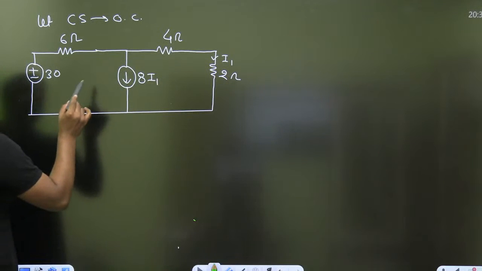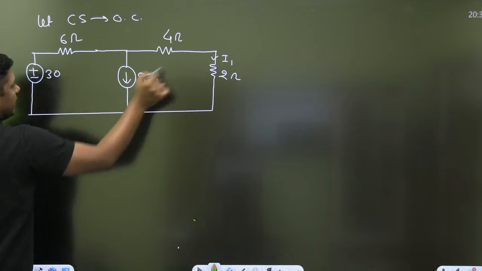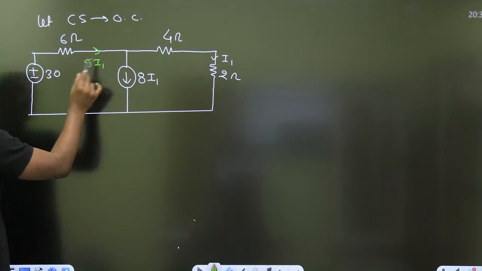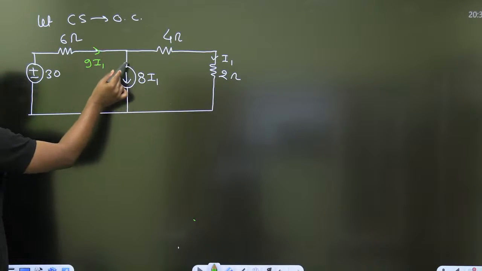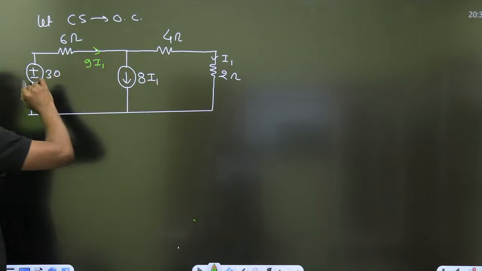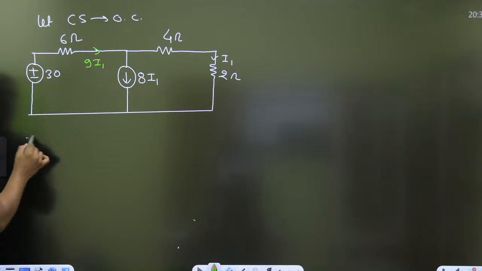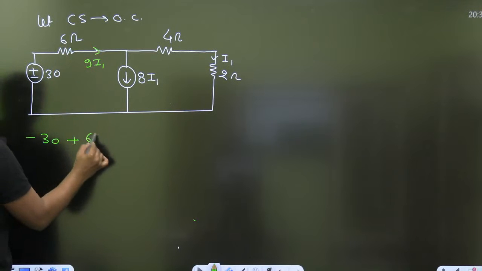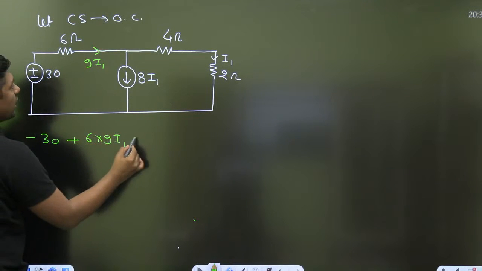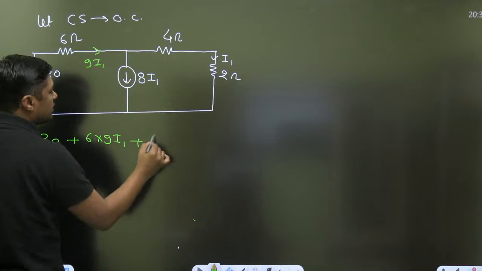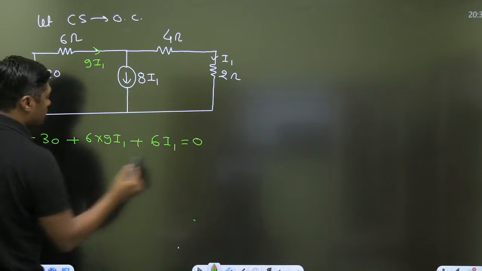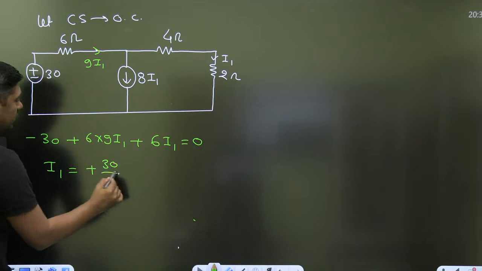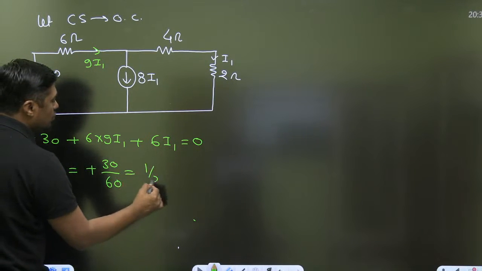What is the current here? I1. What is the current here? 8I1, I1. So what will be the current here? 9I1. That 9I1 is distributed as 8I1 plus I1. Now you can directly write the KVL. It will become minus 30 plus 6 into 9, that is nothing but 54I1, plus 4 plus 2, 6I1 is equal to 0. So I1 is equal to 30 divided by 60, that is 1 by 2 ampere.